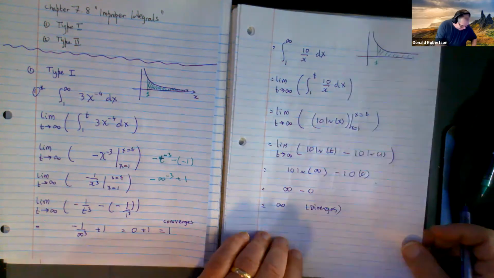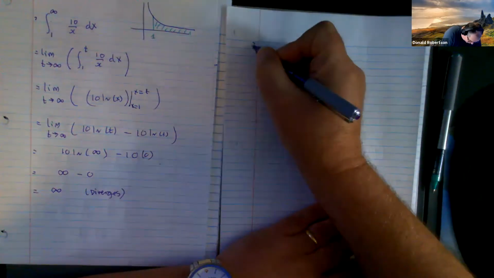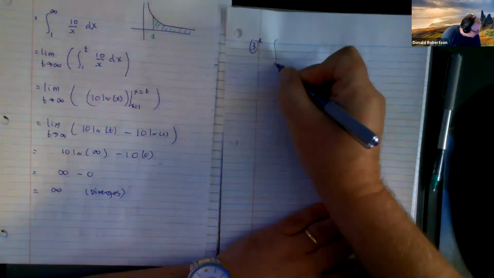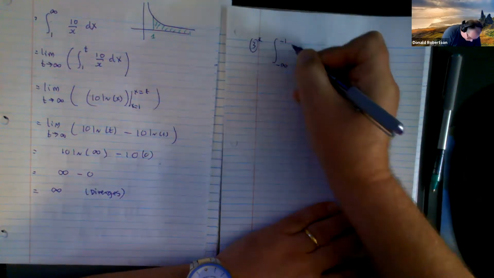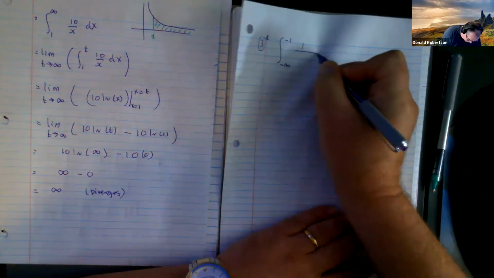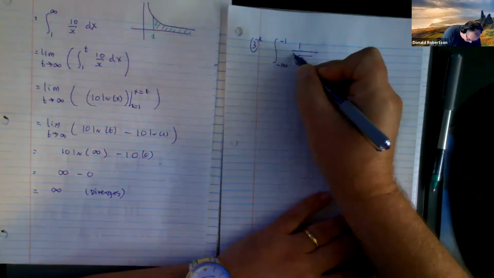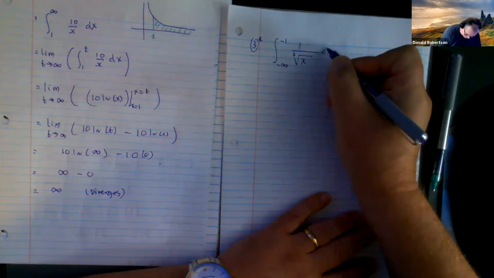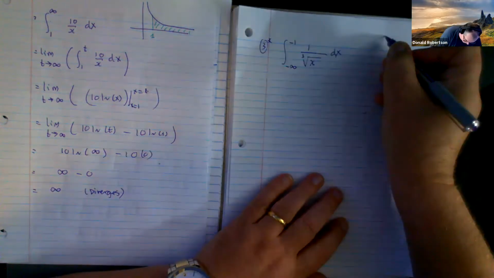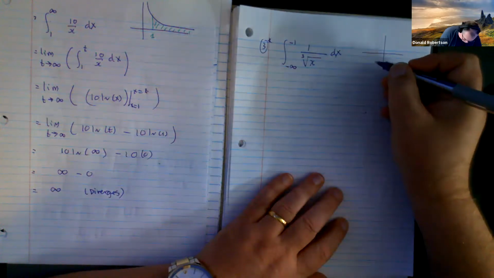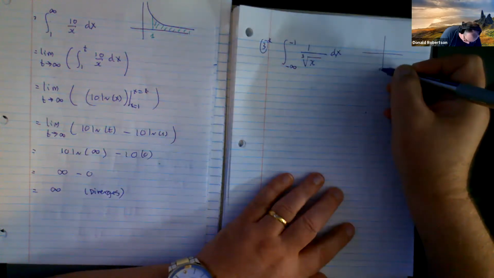Try another one. Let's do one with a fraction. That's a good idea. This is a version of question 3. It's the integral from -infinity to -1 of 1 over the cube root of x. And if I did a sketch of it, it would look something like that.